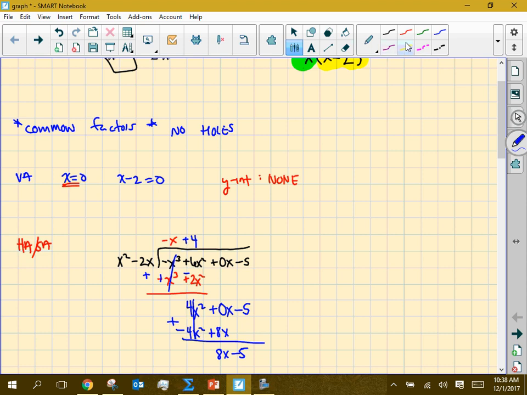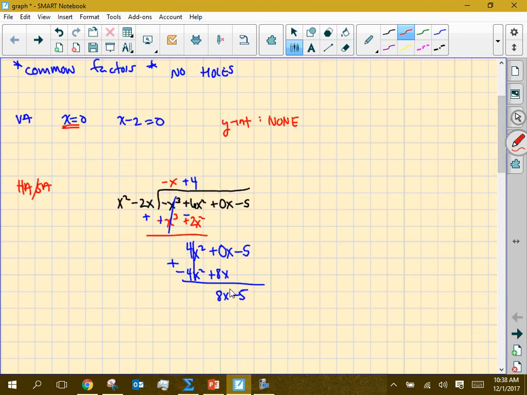Now at this stage I can stop with the long division because this degree of 1 is smaller than that degree of 2, and that tells me that this is my remainder. In the whole grand scheme of things, that remainder doesn't really matter for finding slant asymptotes, because the reason we're finding them is that they show me what the end behavior of my rational function looks like. And if I write my equation as negative x plus 4 plus my remainder of 8x minus 5 over my divisor of x squared minus 2x, that's fine.